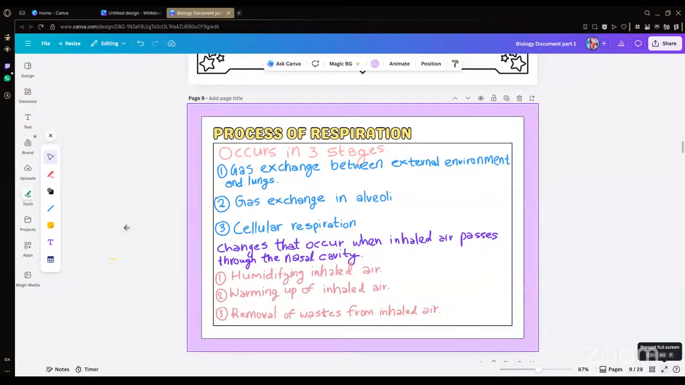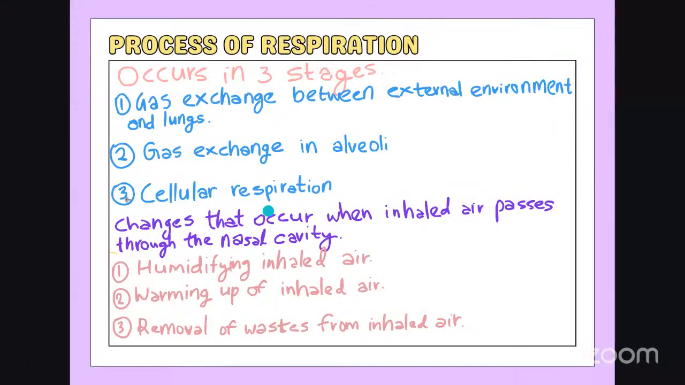Now, you all should know the things, okay? So gas exchange between the external environment and lungs, then in alveoli, as well as cellular respiration, right? Now we are going to be talking about the changes that occur when inhaled air passes through your nasal cavity. So when the inhaled air passes through your nose, it undergoes certain changes. First of all, air is going to get humidified.